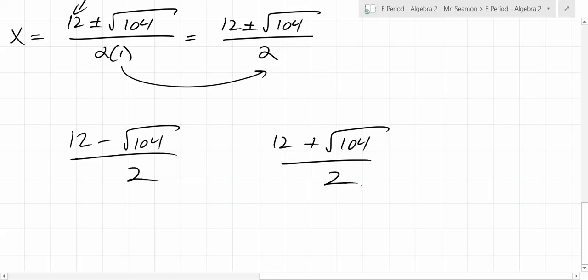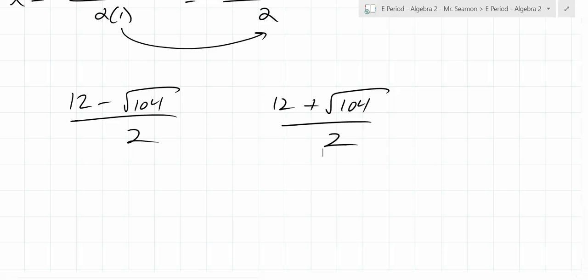One of them doesn't make sense. They're both positive, though. The thing is, let's just round. Let's just check these in our head. 104 is really close to what? 100, right? So this is a little bit greater than 10, so it's about 2 up here. What's 2 over 2? 1.